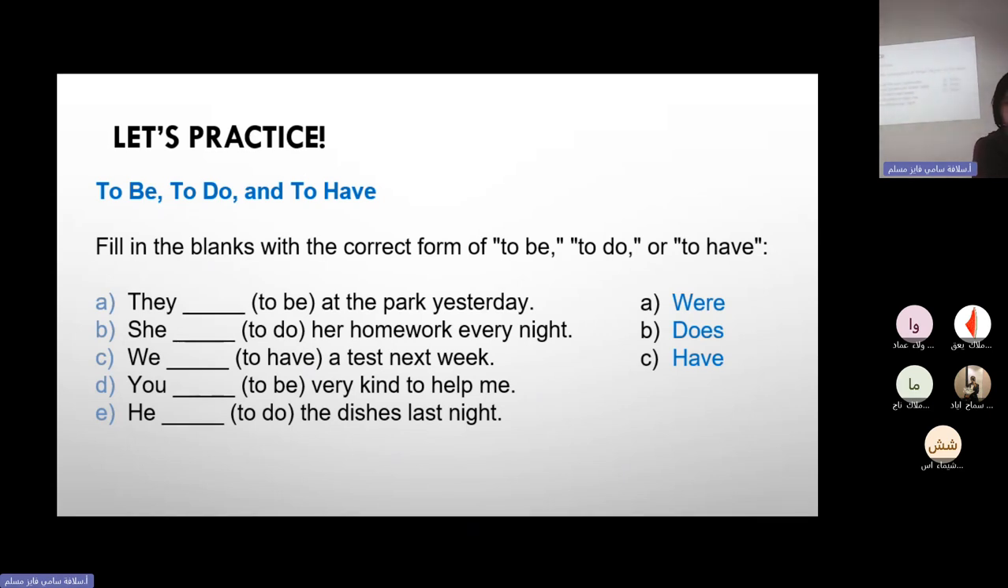اللي بعده مين بده؟ مالفينا يلا جو. You will be... ليش the future؟ You are very kind to help me. Yeah? ويا ملاك آخر وحدة. He did the dishes last night. Past. Yes, it's past. So he did the dishes last night. Very nice.